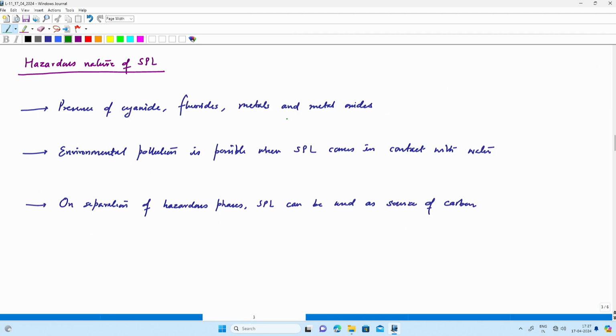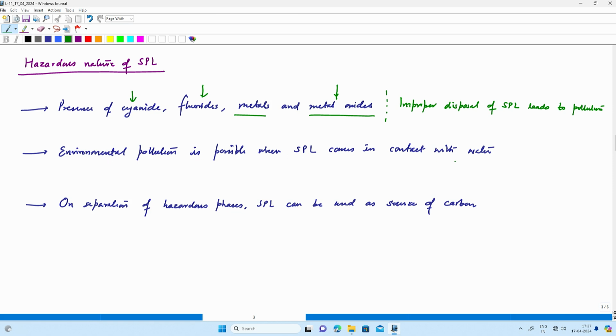And of course we have different metals and their metal oxides. This itself is a marker that environmental pollution is possible when SPL comes in contact with water. So, indiscriminate, improper disposal of SPL leads to pollution. Because we already know that cyanide and fluorides and of course some amount of metal oxides are also present which could be easily leached. So, this is what here we are mentioning.